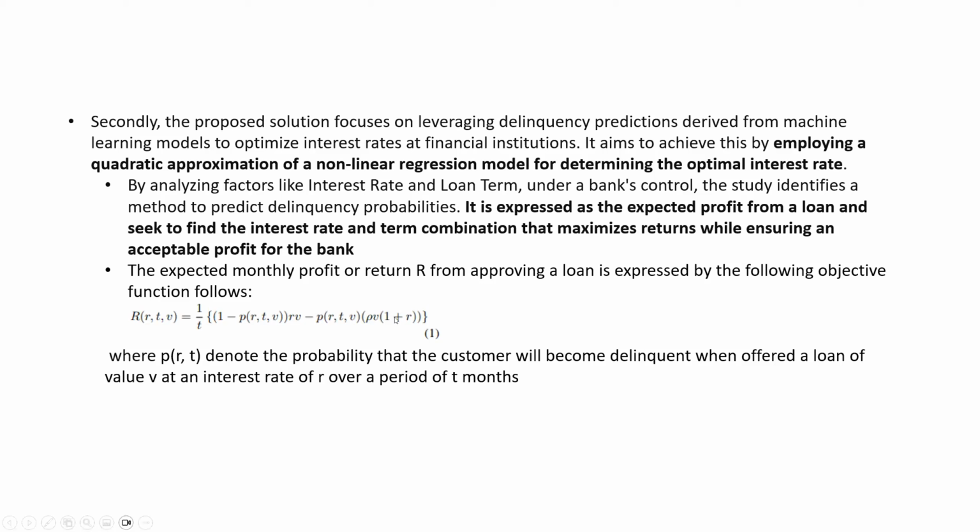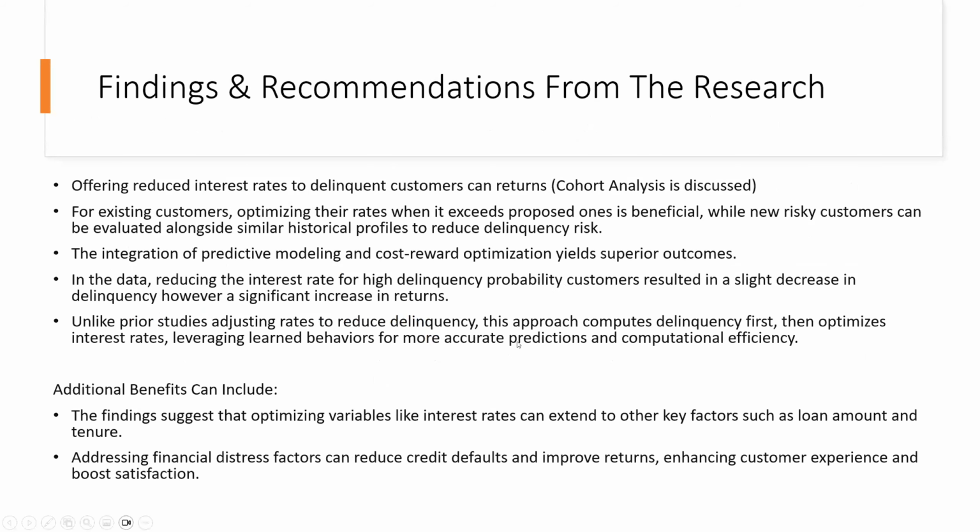So we came up with the objective function given by this thing here, where R is the return, P_R of T is the probability that the customer will become delinquent when offered a loan of value V at an interest rate of R over a period of month T, right? So pretty much this is the objective function that allows us to calculate the return for a customer. Once we employed this, we found that reducing interest rates to delinquent customers could potentially yield higher returns. And I did a specific cohort analysis on this, which I'll discuss in the next slide.